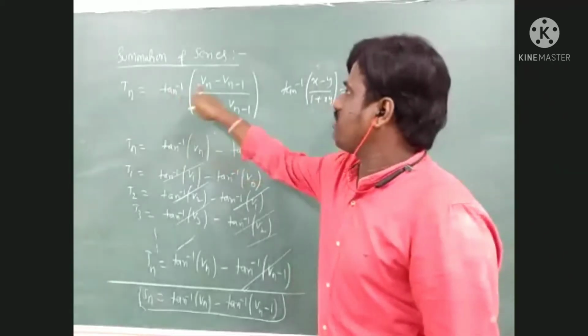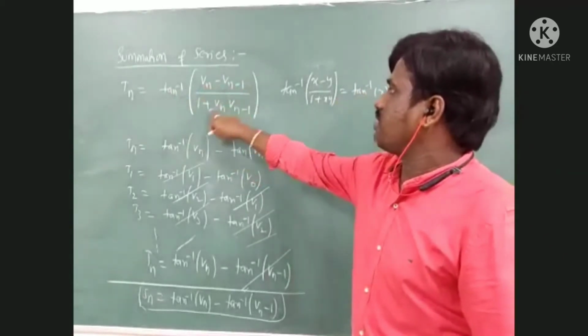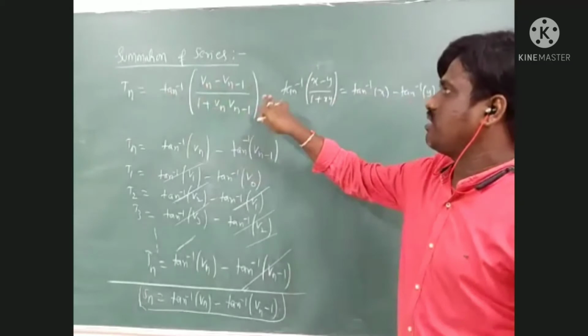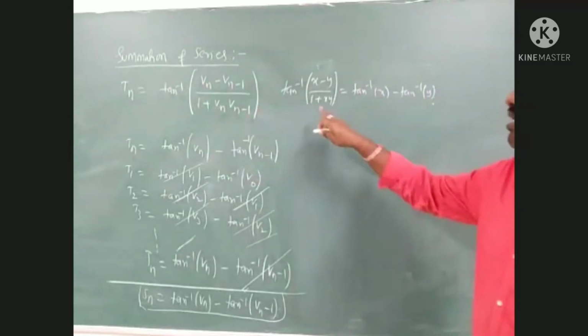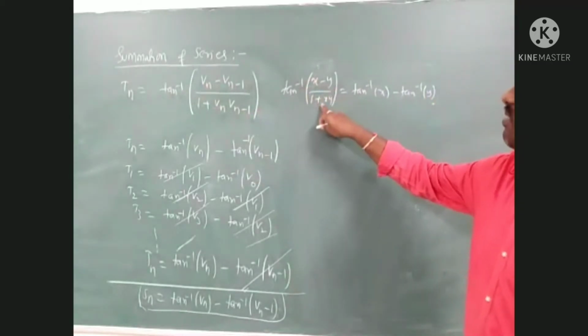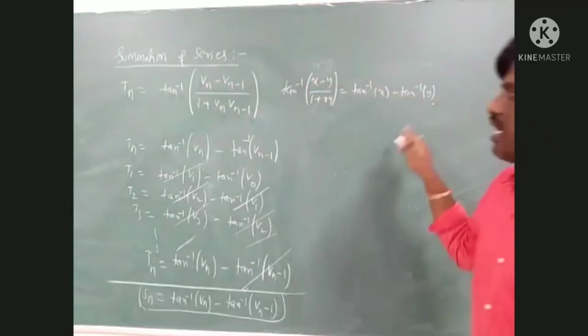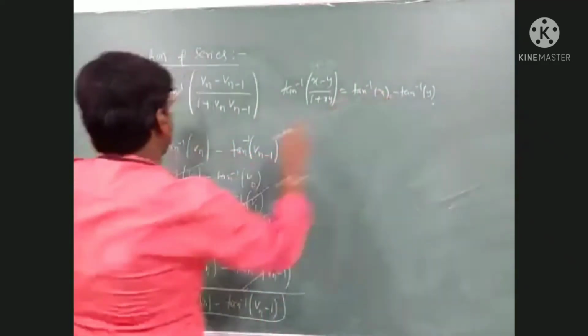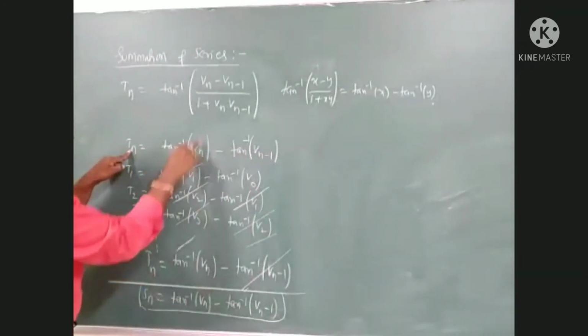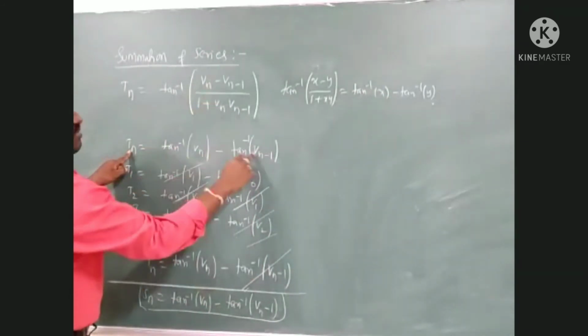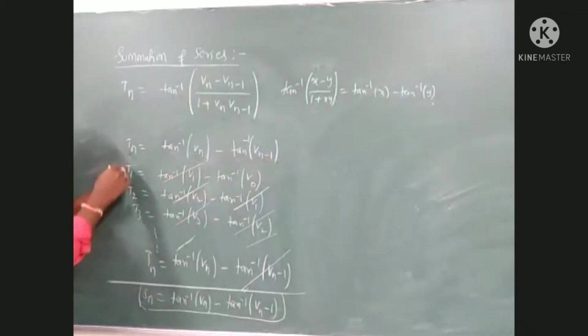Tn is equal to tan inverse of (Vn minus Vn-1) by (1 plus Vn into Vn-1). Whenever you have such a format, we write it as tan inverse of (x minus y) by (1 plus xy). We know that this equals tan inverse x minus tan inverse y. According to this, I can write Tn is equal to tan inverse Vn minus tan inverse Vn minus 1. Now substitute 1 in this.